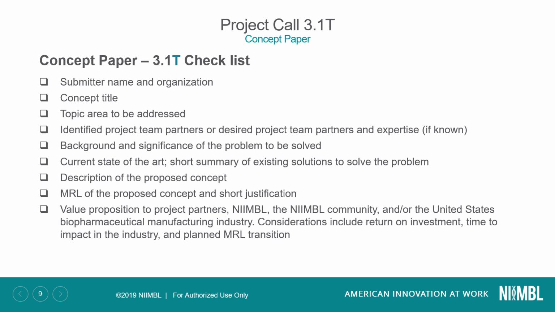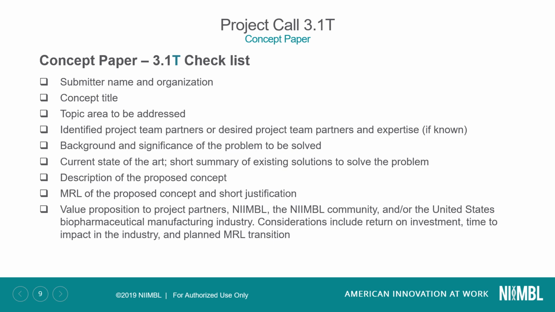So some of the obvious things: you indicate the name and the organization of the submitter. If you have more than one organization involved, because you've identified your team, enumerate on that. Of course, you need a title, your topic to be addressed, which is a key. Again, we've identified in the RFP what are the topic areas you need to fit within. If you have project team partners already identified, please elaborate on that.